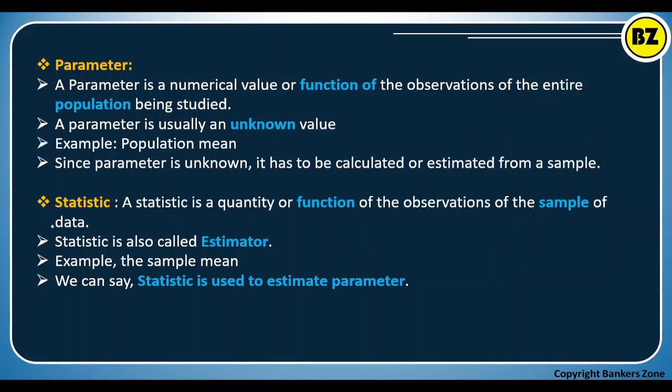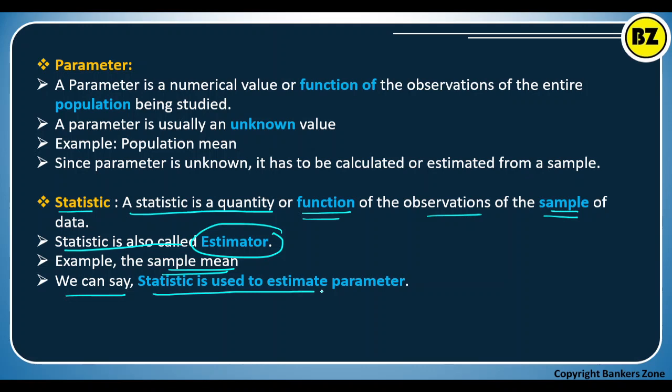Now see, a statistic is a quantity or function of the observations of the sample data. A statistic is also called an estimator, for example the sample mean. We can say a statistic is used to estimate the parameter.